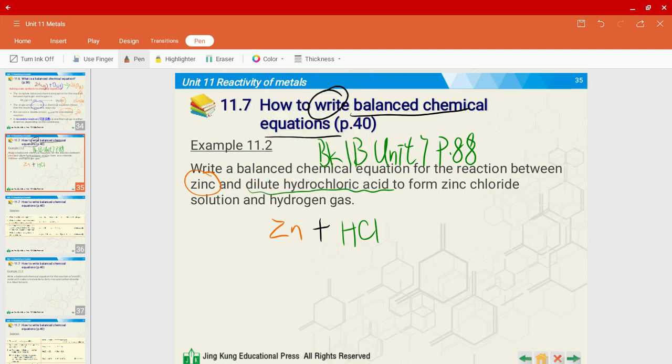So let's move on. I'm going to draw a single arrow to show that it's reacting to form something. So what does it form? It forms zinc chloride solution. What is zinc chloride? What is the chemical formula? If you remember, I've already taught you how to write down the ionic formulas. You can refer back to the chemistry playlist. Go there and have a look just to refresh your memory. I'll mention it over here as well.